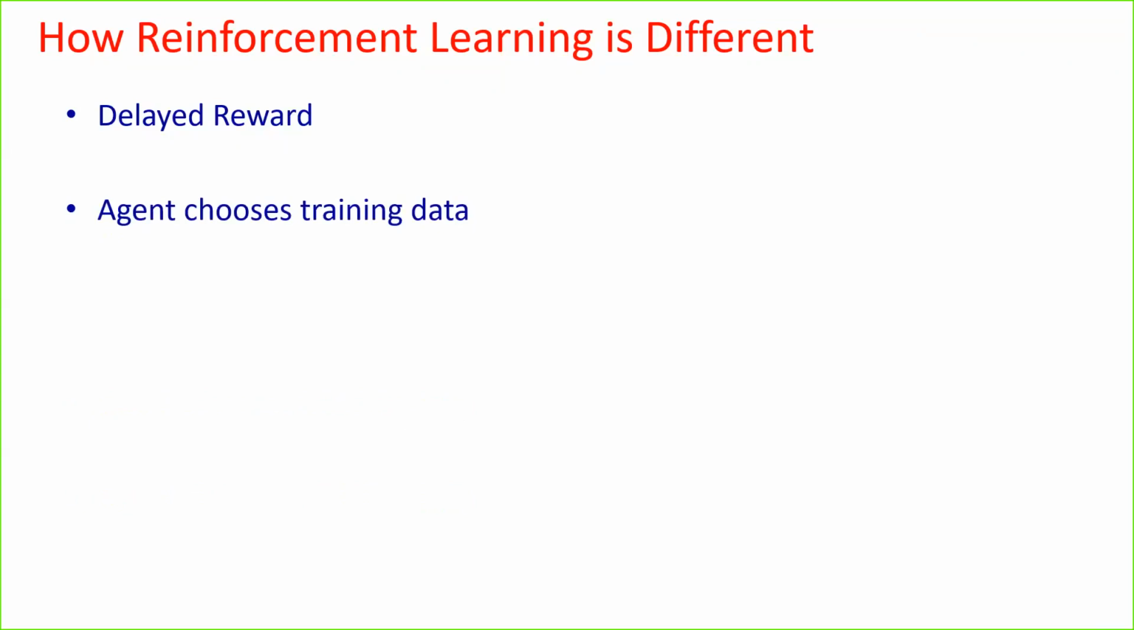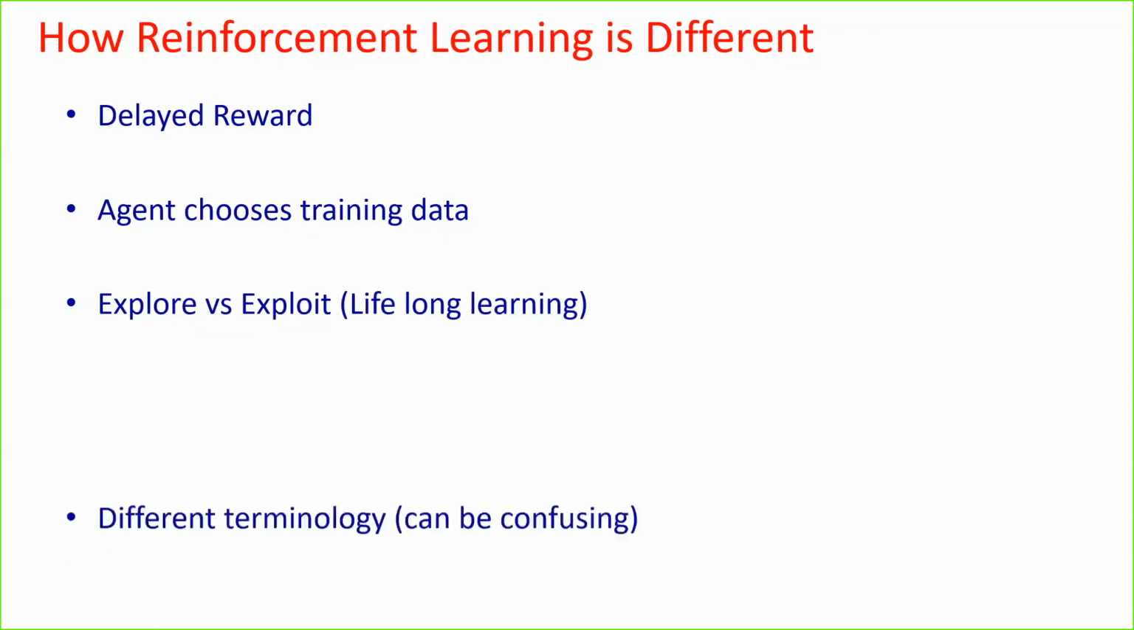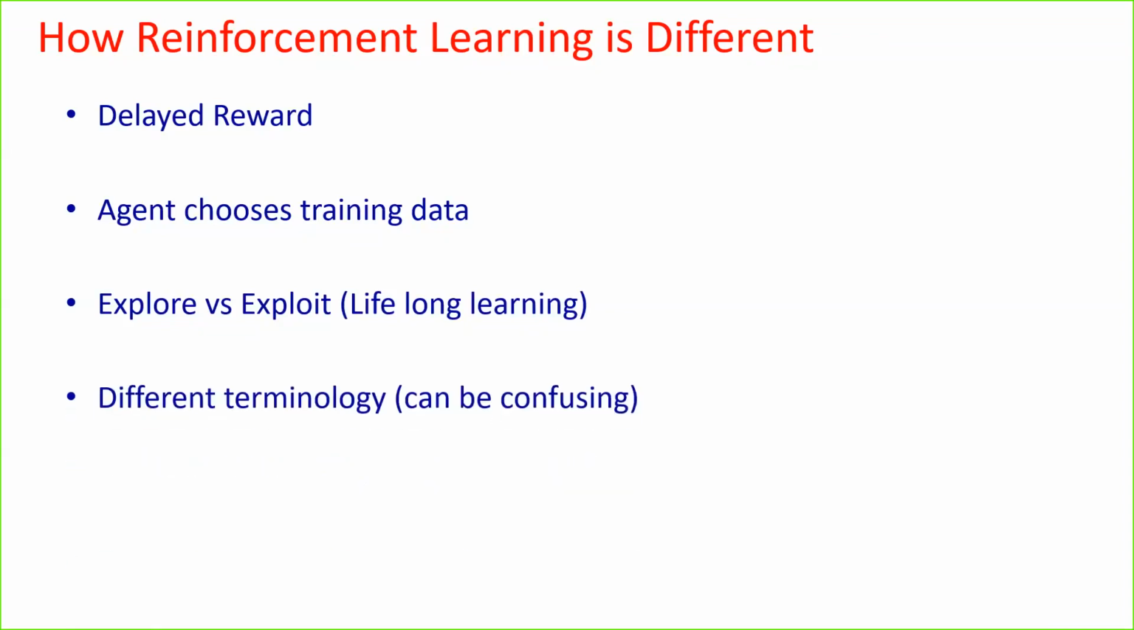And here, the agent chooses the training data. There is no predefined training data, and the training data will vary based on the actions that the agent takes. And here we have exploration versus exploitation, and it's lifelong learning, in the sense that either the agent explores new knowledge or it exploits its already existing knowledge about the environment. We're going to see this in the later slides also. All right. The next one is, here we have a different terminology. Of course, it can be confusing sometimes, but it is easy.